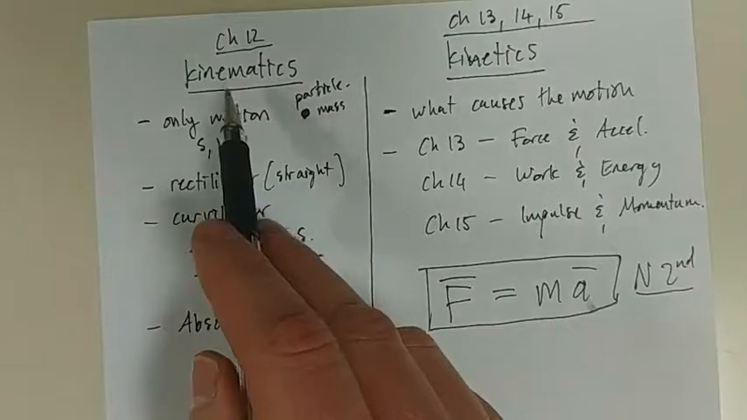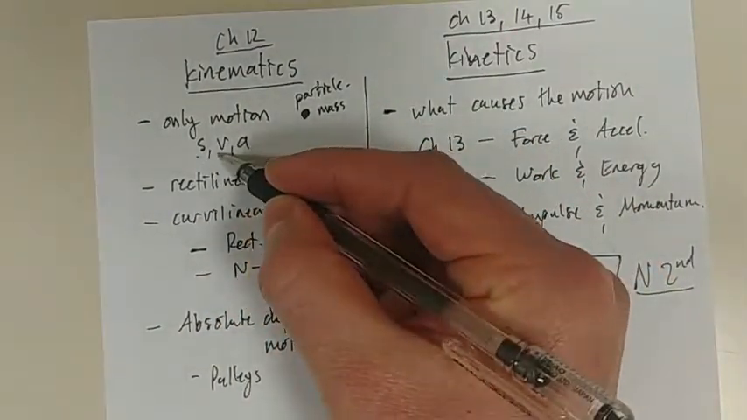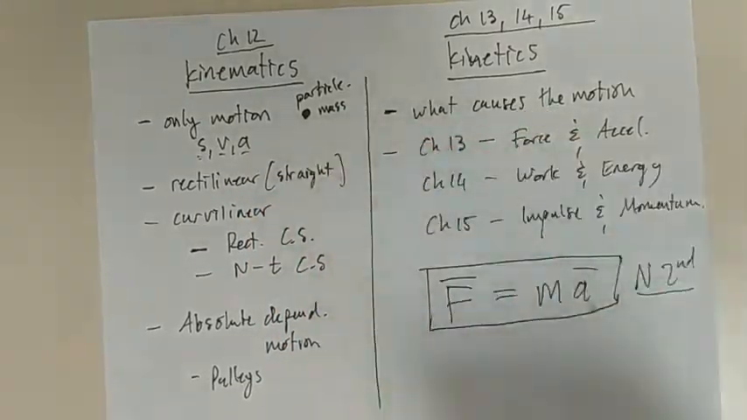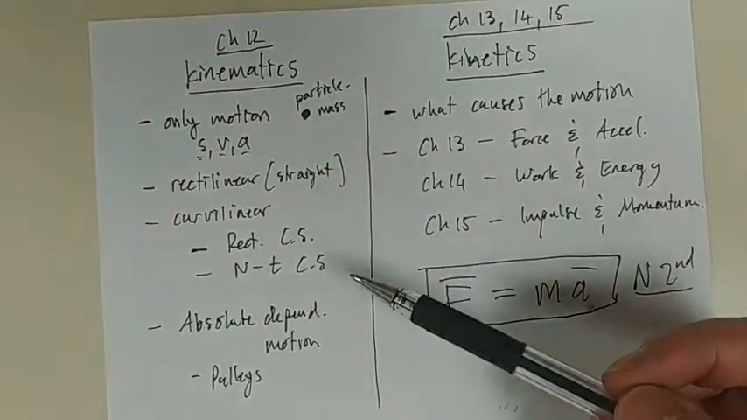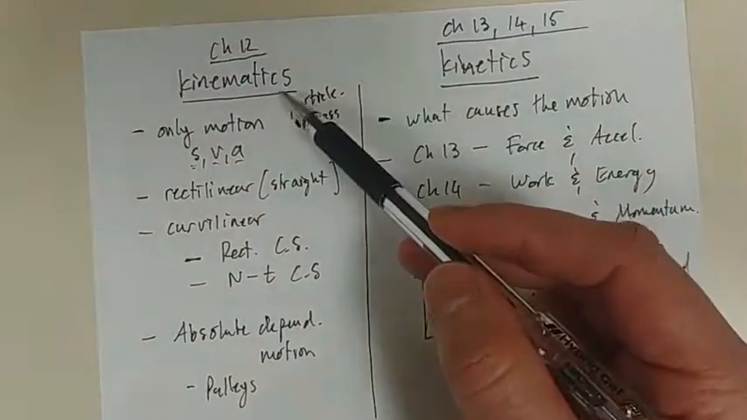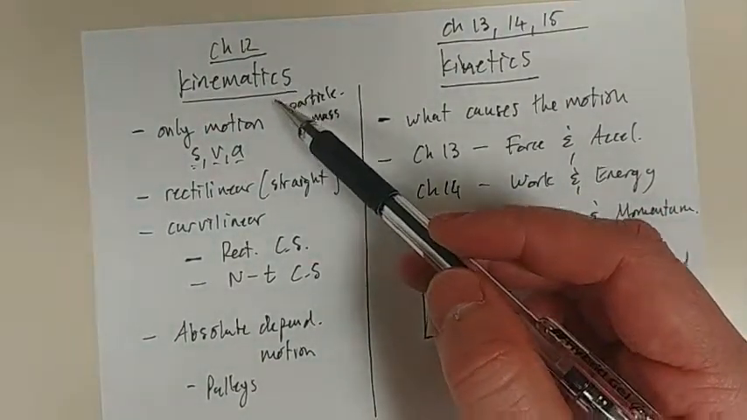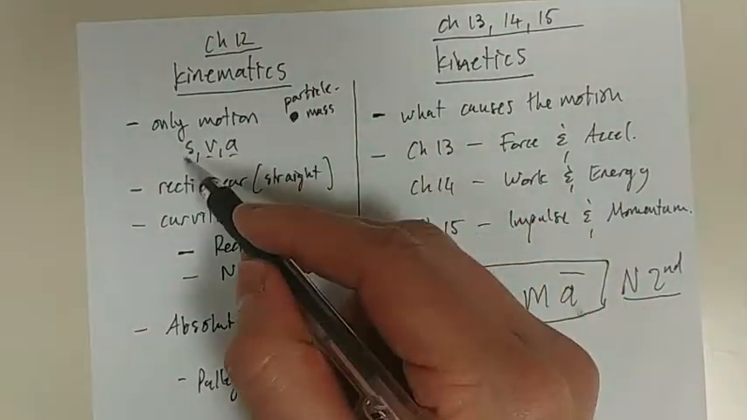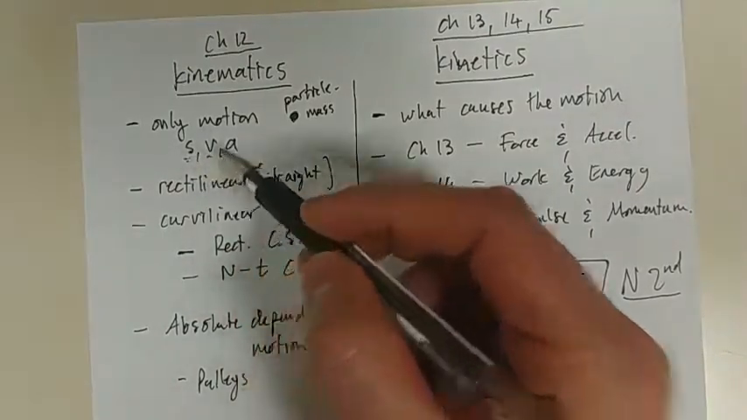But the point is, with kinematics, we're only looking at the motion. We were only studying the position, the velocity, and the acceleration of this particle. So something caused that vehicle, that car, to move, to accelerate, for sure. Something caused it. But in chapter 12, kinematics, we weren't looking at what caused that motion. We were only looking at the motion itself, okay? So position, velocity, acceleration. Please recap that.